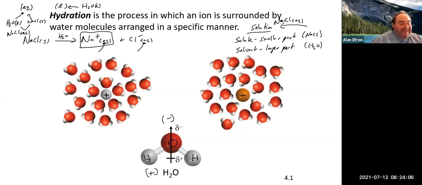What happens is the negative side of water, which are the oxygens here, are attracted to the positive ion and surround it. The same thing happens for our negative ion, the chloride here. When the chloride goes for a swim, the hydrogen part of water, which is more positive, is attracted to it and surrounds it as well. Basically, it allows it to dissolve and, quote unquote, disappear.